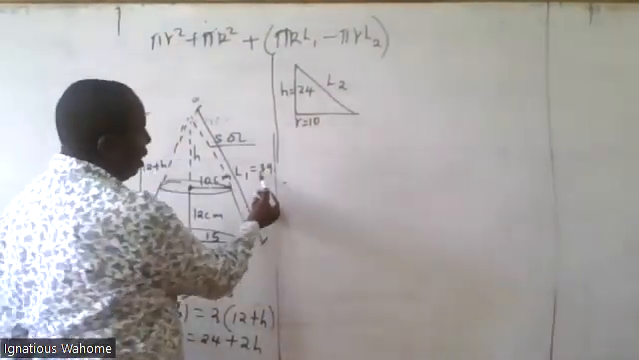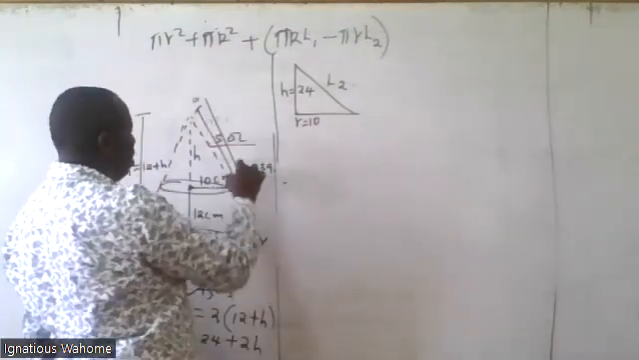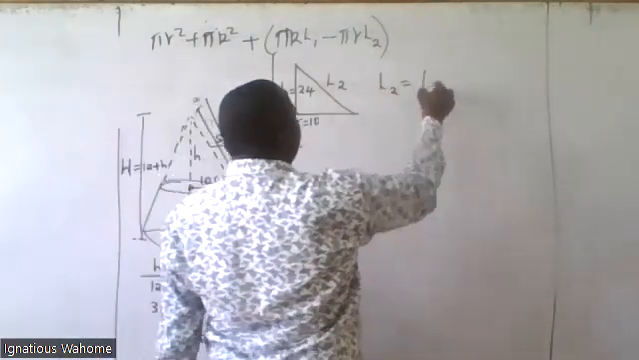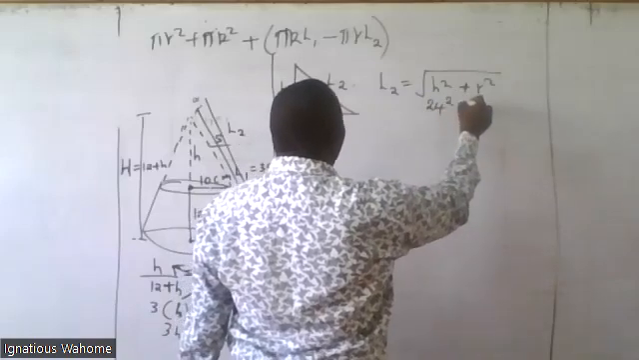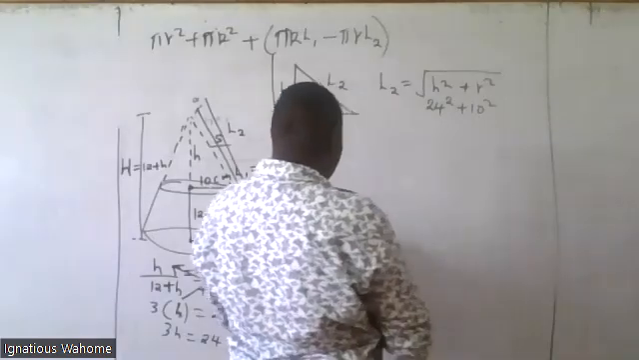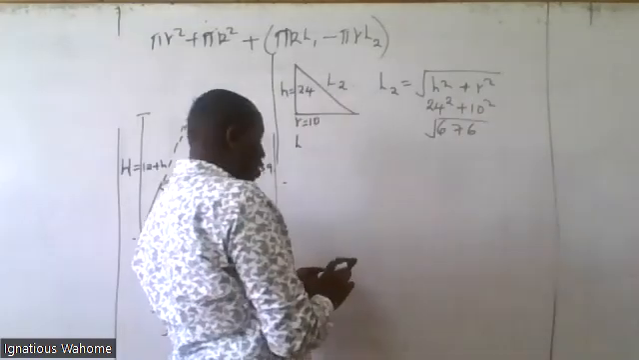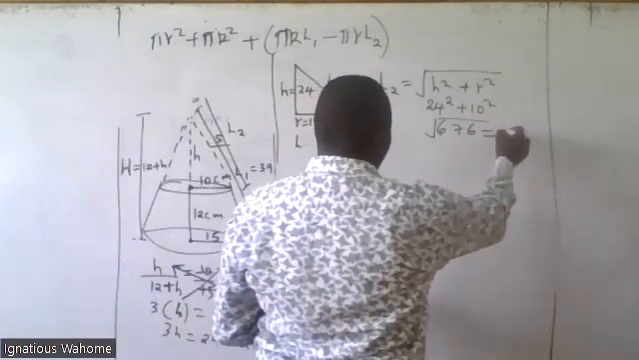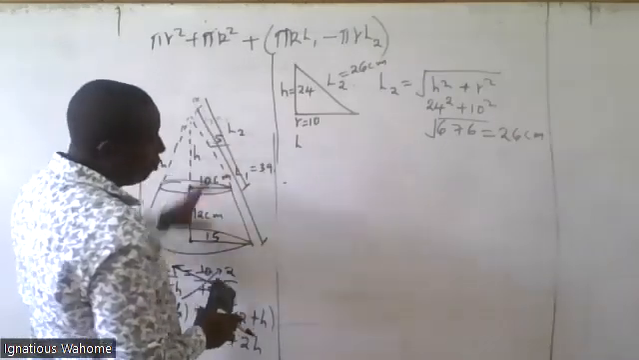Now we already have L1 is 39. The next step is to find L2, the slant height of the small cone. From here all the way to this point, we call it L2. So L2 is equal to the square root of h squared plus r squared, which is 24 squared plus 10 squared. 24 squared is 576, plus 100, you get 676. The square root of 676 is 26 centimeters. So the slant height of the small one is 26.